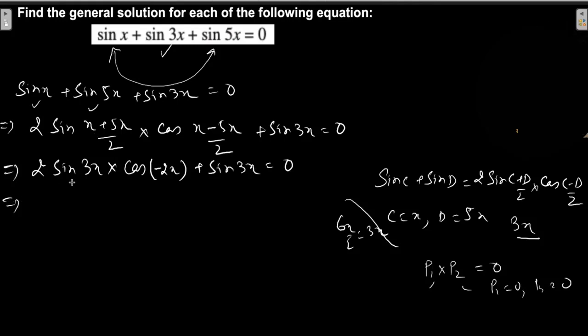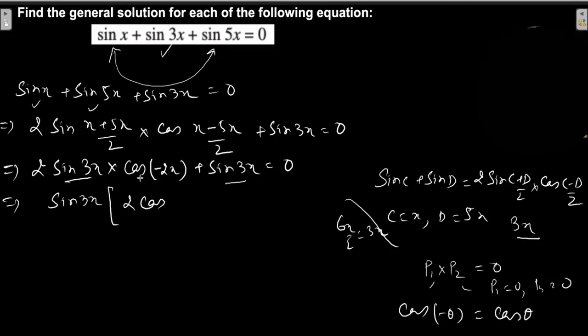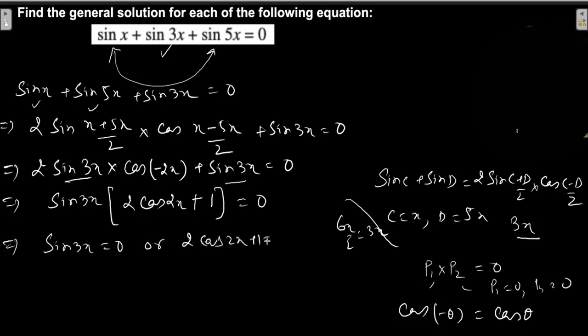Now I can take sin 3x common, right? So I'll take sin 3x as common, and now my expression is 2 cos. Now we also know that cos of minus theta is equal to cos theta, right? So we'll use this formula. So cos of minus 2x will be cos of 2x simply, and when I take sin 3x common, 1 remains, so this is 0, right? Now this implies either sin 3x is 0 or 2 cos 2x plus 1 equals 0.